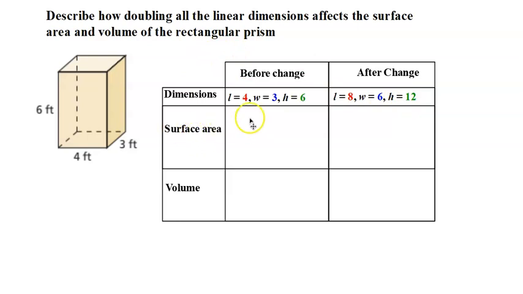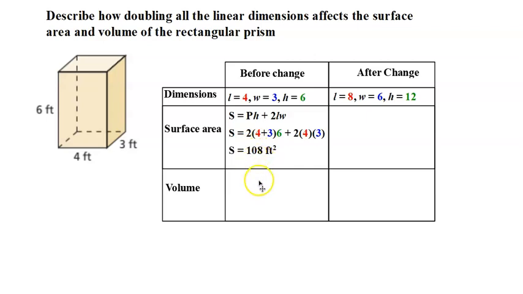So let's take a look at surface area. We're just going to work this out real quick. We start with our formula, which is lateral area plus 2 bases. Lateral area is perimeter of the base times the height. The base, since it's a rectangle here, is length times width, and we have 2 of them, so 2 times length times width. Plug in what we have: perimeter is 2 times (4 plus 3) times the height, which is 6, plus 2 times 4 times 3, which gives us 108 square feet.